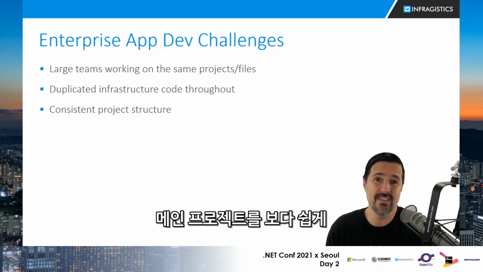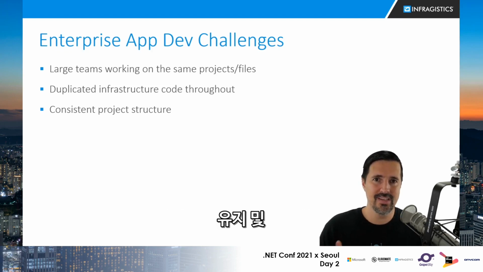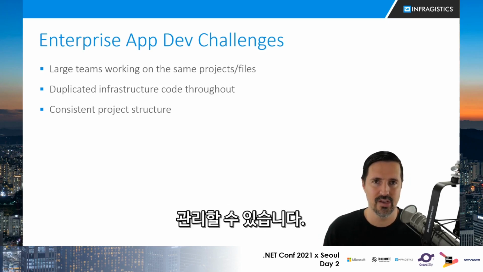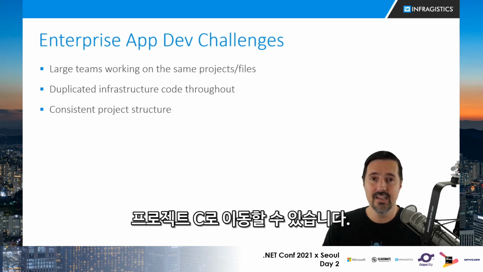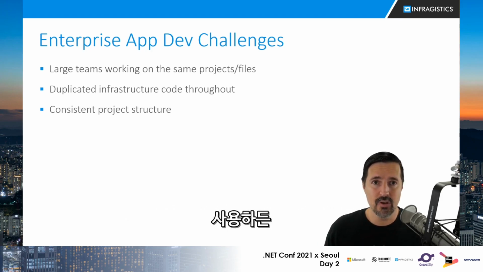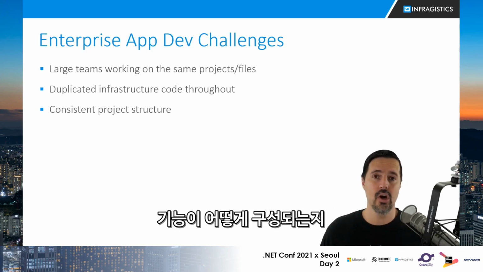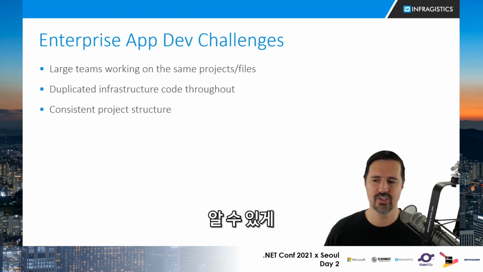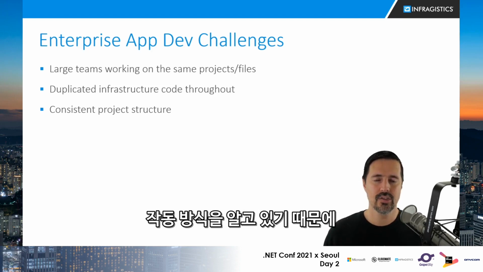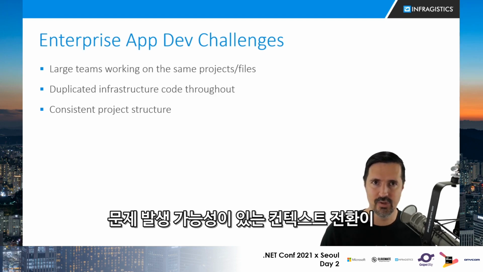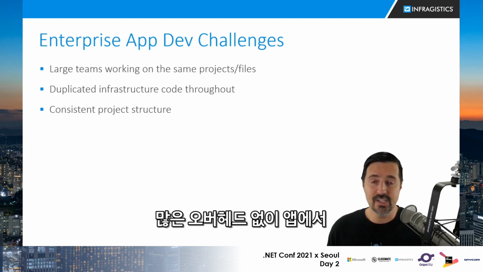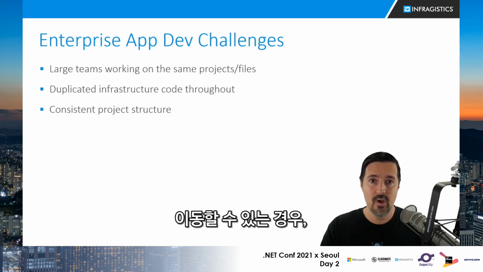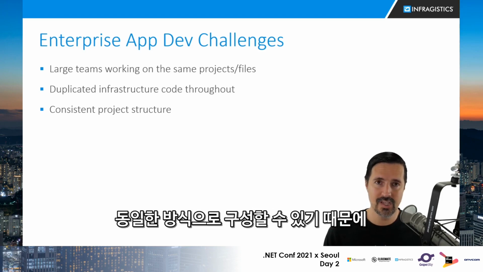For one, it's easier to maintain those projects, right? So I can jump from project A to project B to project C, and no matter what application I'm working with, I know where to go to find things. I know how this is structured. I know how it works. So there's not a lot of context switching, which can really be problematic. But if there's not a lot of context switching and you can jump from app to app without a lot of overhead, that is a huge benefit to the company.